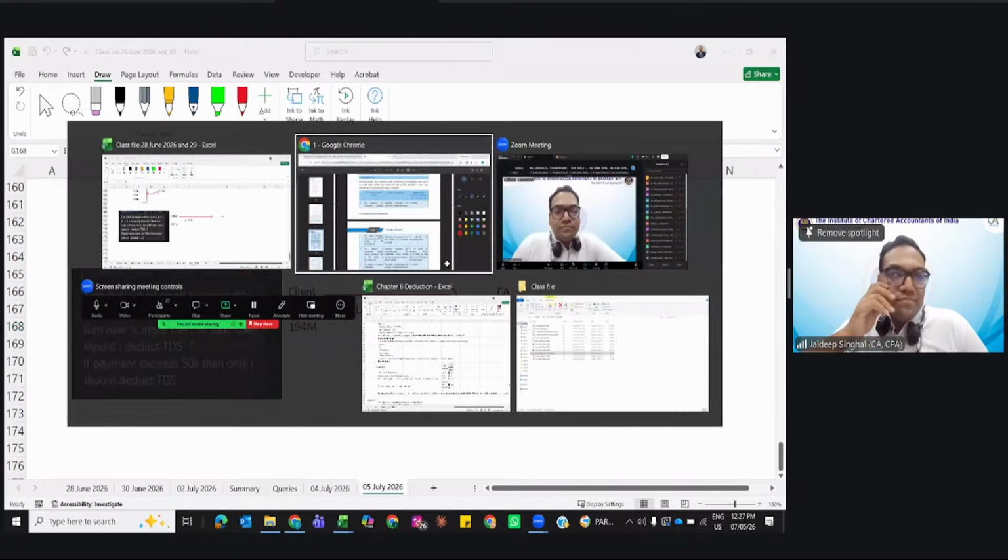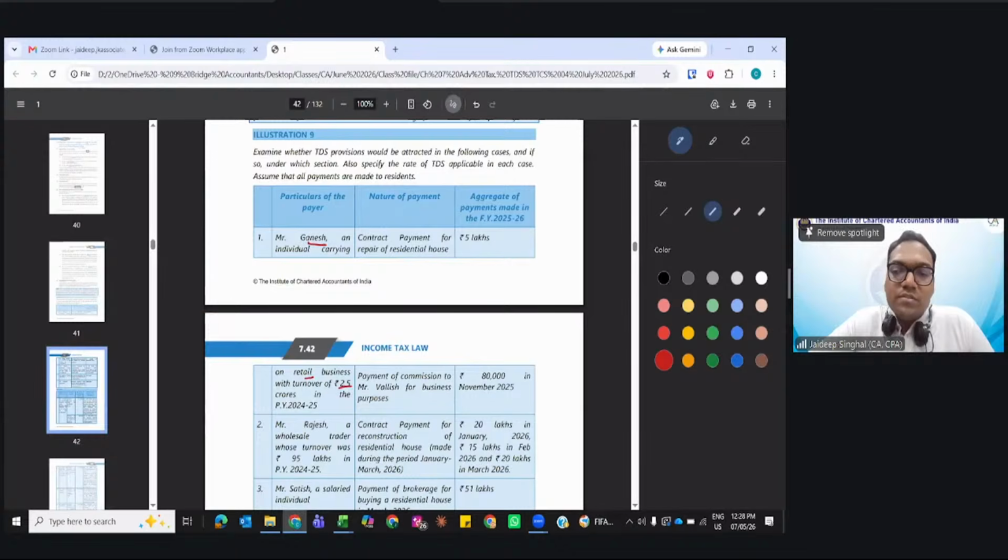Okay. Mr. Ganesh, an individual carrying on retail business, turnover 2.5 crores. Is this person covered in 194C? Contract payment for repair of residential house. This person has made two payments. First payment he has made for the repair of residential house. Is this covered in 194C?